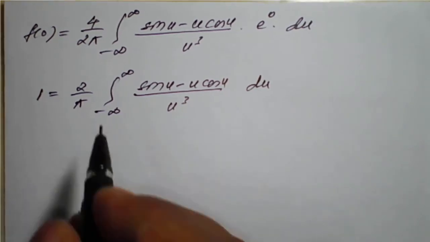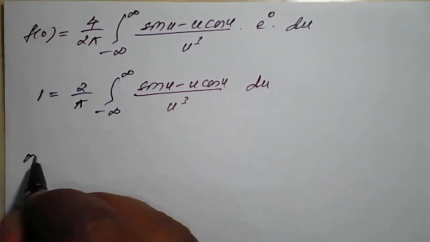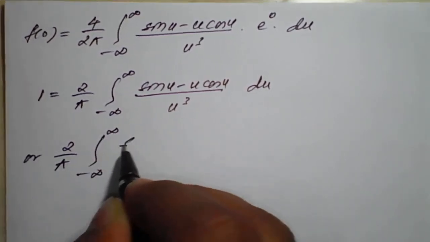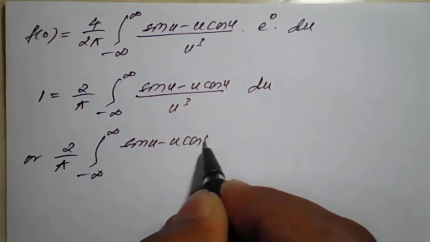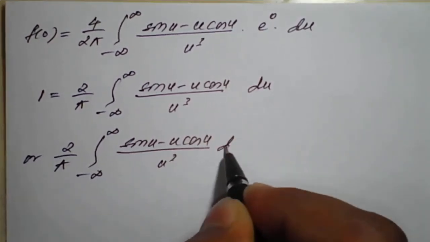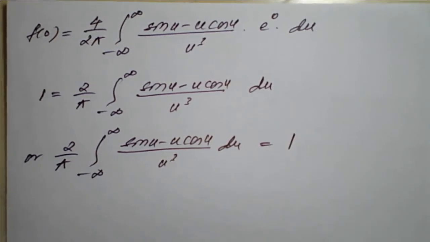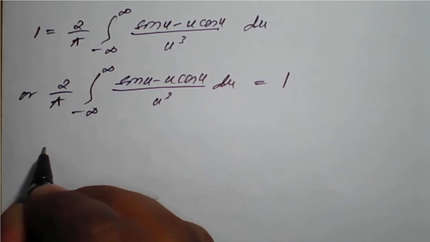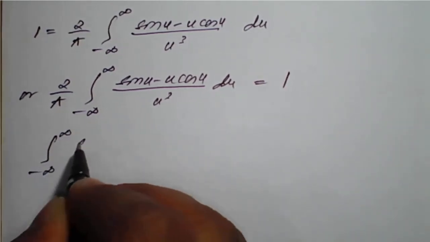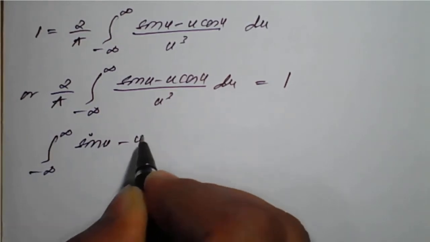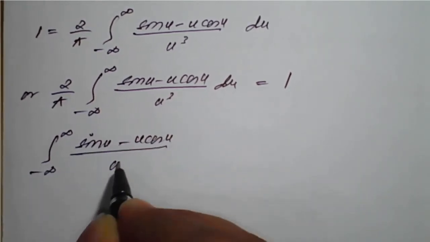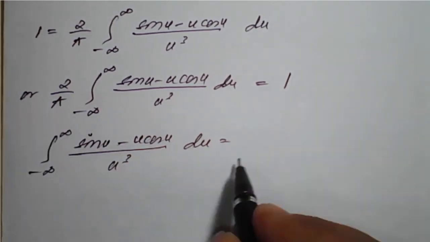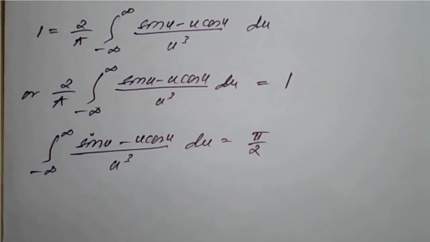So you cross multiply, or I can rewrite it as 2 upon pi integration from minus infinity to plus infinity of (sin u minus u cos u) divided by u cube into du. This one I'll write on the right hand side. So you cross multiply this 2 upon pi to the right hand side. So integration from minus infinity to plus infinity of (sin u minus u cos u) divided by u cube into du is equal to pi upon 2.